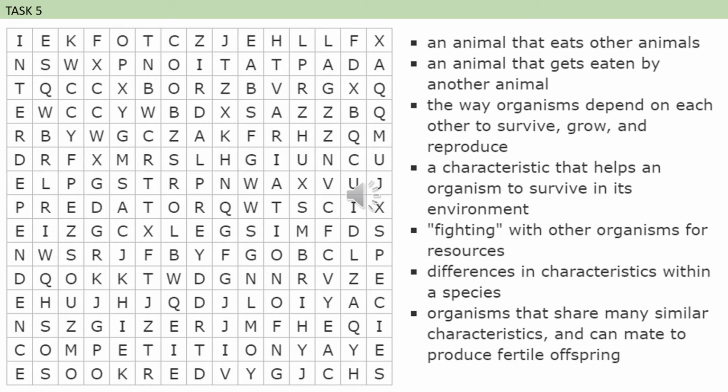Differences in characteristics within a species, and organisms that share many similar characteristics and can mate to produce fertile offspring. The answers to these questions are hidden in this word search. All you have to do is try and find them. So you might want to pause the video and have a look. I'm not expecting you to write out the whole of the word search, but just write down the keywords with the definitions that we've given here. Hopefully this will help you to identify the keywords that you need for this topic.